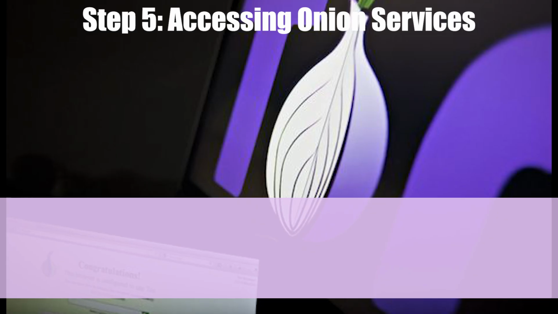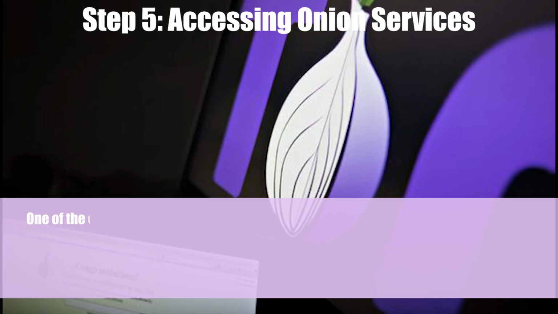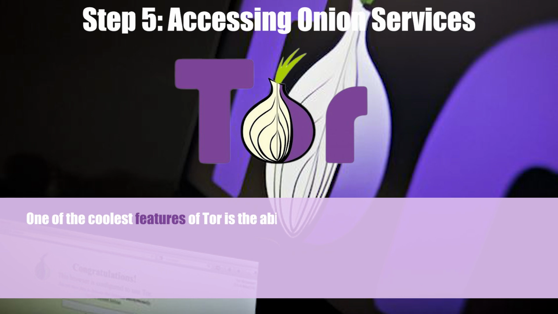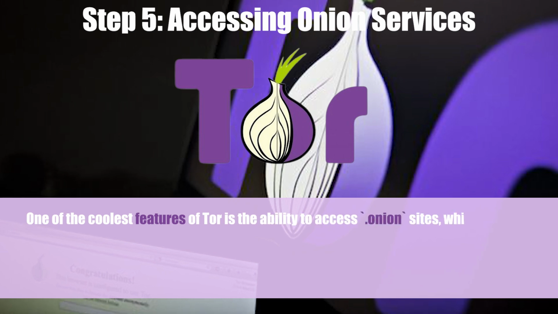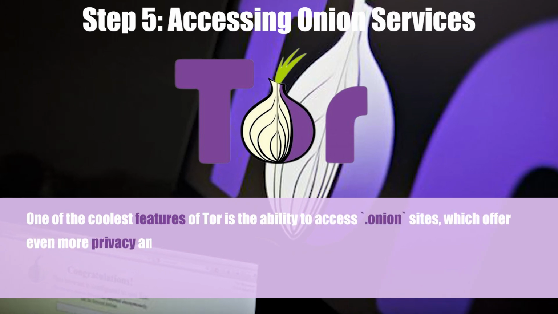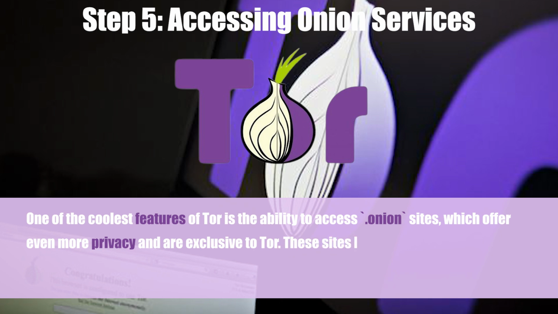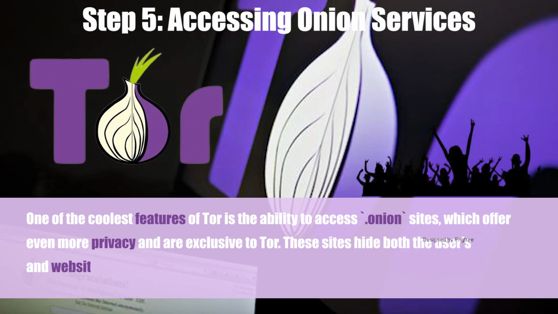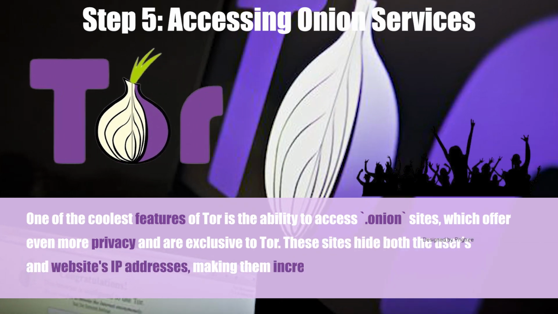Step 5. Accessing onion services. One of the coolest features of Tor is the ability to access .onion sites, which offer even more privacy and are exclusive to Tor. These sites hide both the users' and websites' IP addresses, making them incredibly secure.